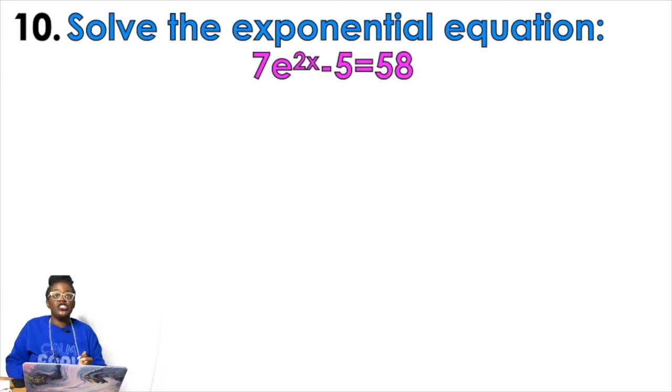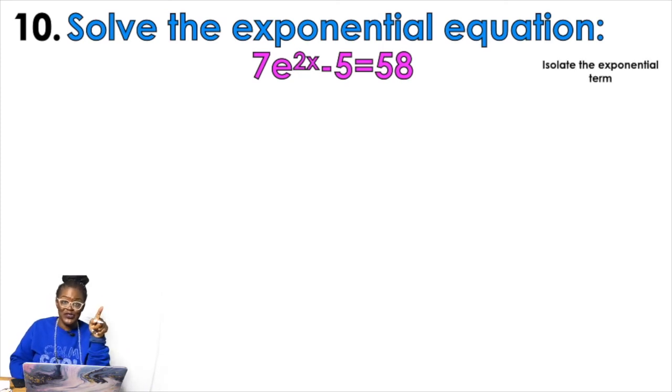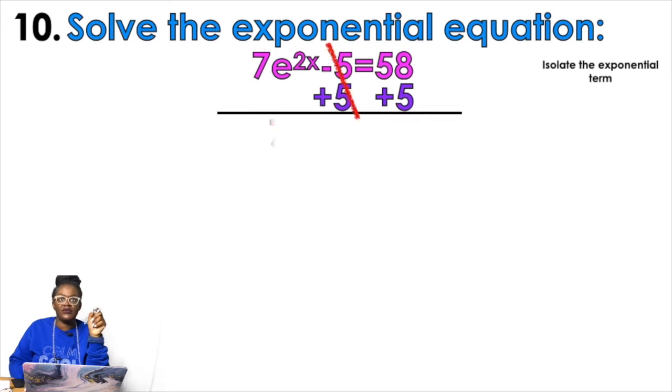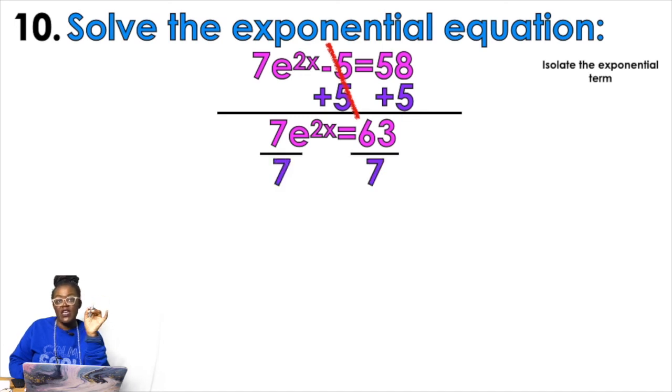What are you going to do? Did you say isolate the exponential term? You're correct. So we're going to add 5 to both sides. Then it gives me 7e^(2x) = 63. We're going to divide by 7. e^(2x) = 9.